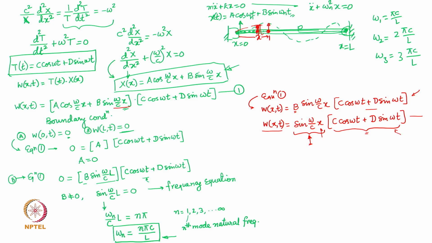So this is quite similar to our multi-degree of freedom system, wherein we have written the response to be composed of the mode shapes and the corresponding time functions. Now let us look at the mode shape. The mode shape, as I said, is given by sine omega by c into x. Omega n itself, you can see that if I want to now write the response in the nth mode, I can write the response in the nth mode.